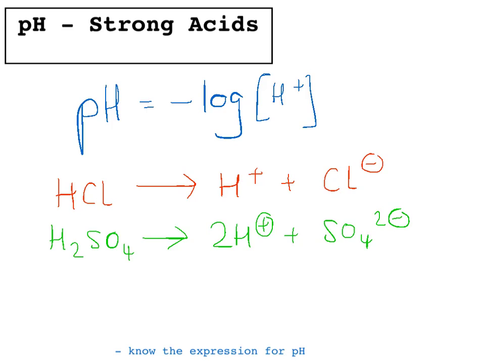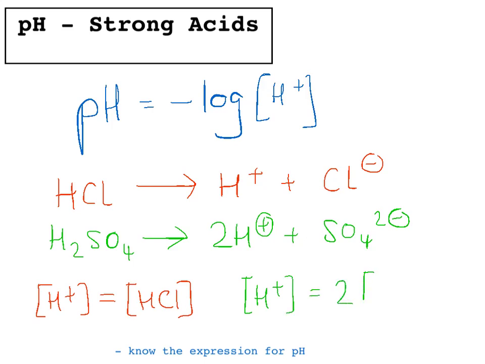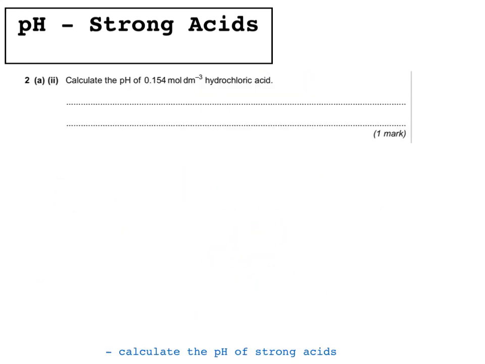be important when we come to calculate the concentration of H plus, because for HCl, where there's only one H plus, the concentration of H plus equals the concentration of HCl. So if we're given a concentration of hydrochloric acid, we can just use that as our number for the concentration of H plus. However, if we're given the concentration of sulfuric acid, then the concentration of H plus ions equals 2 times the concentration of H2SO4, and that's because for every H2SO4 molecule that dissociates, we create 2 H plus ions.